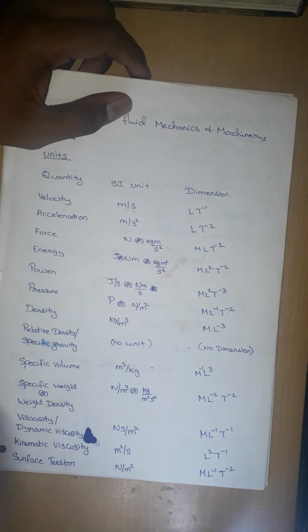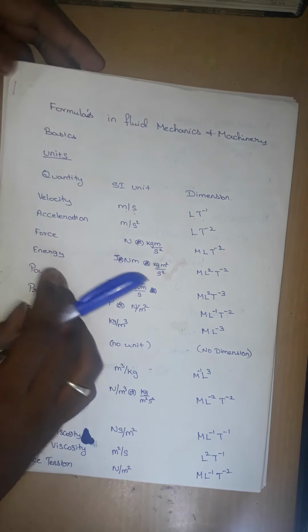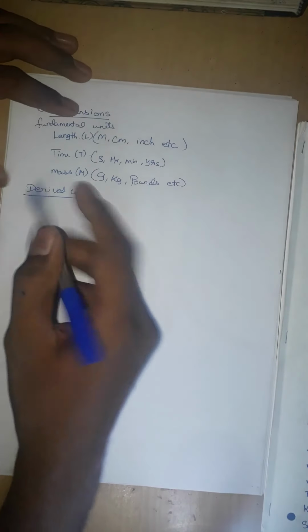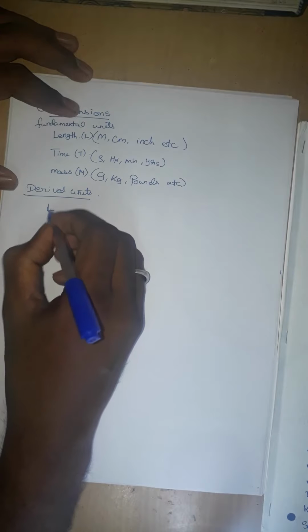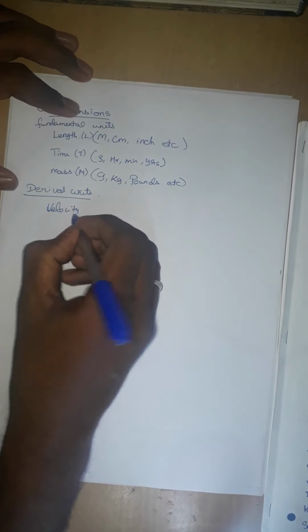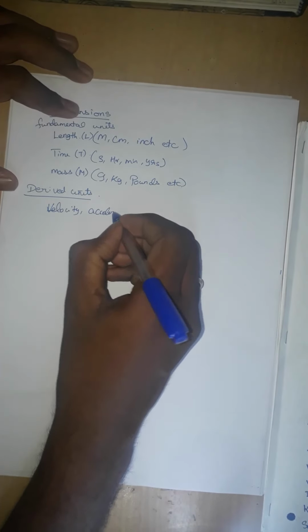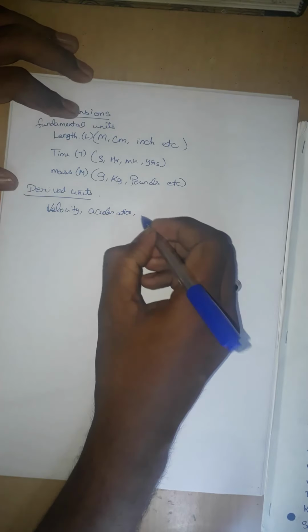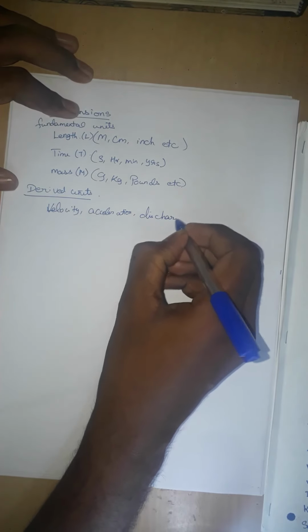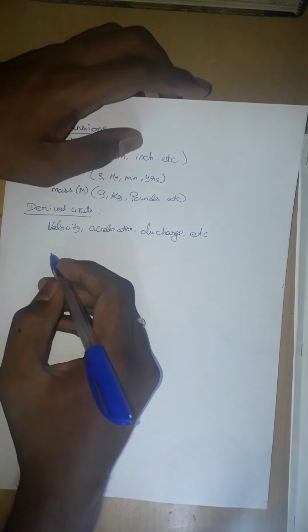So what is the importance of dimensional analysis in our current topic? We have derived units, say velocity, acceleration, discharge, etc. There are several thousands of units we have derived till now.